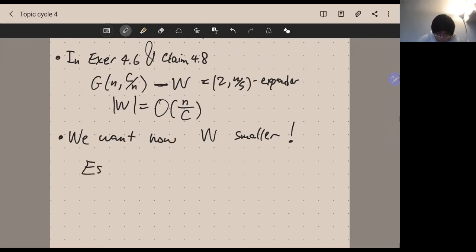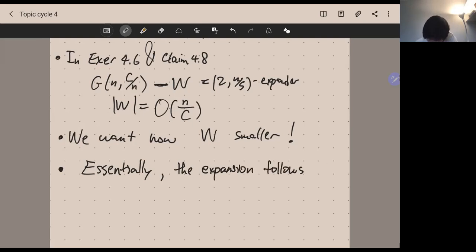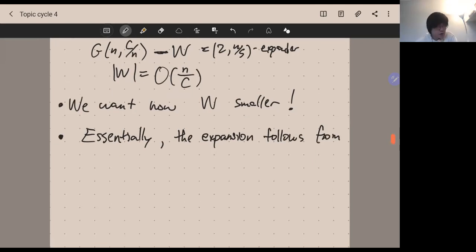Essentially, lemma 4.14, which I haven't stated yet, but let me tell you basically where the expansion comes from. We can remove a small set. What kind of pseudo-random property are we looking for, basically, to guarantee a large expanding graph? It follows from the following pseudo-random properties.